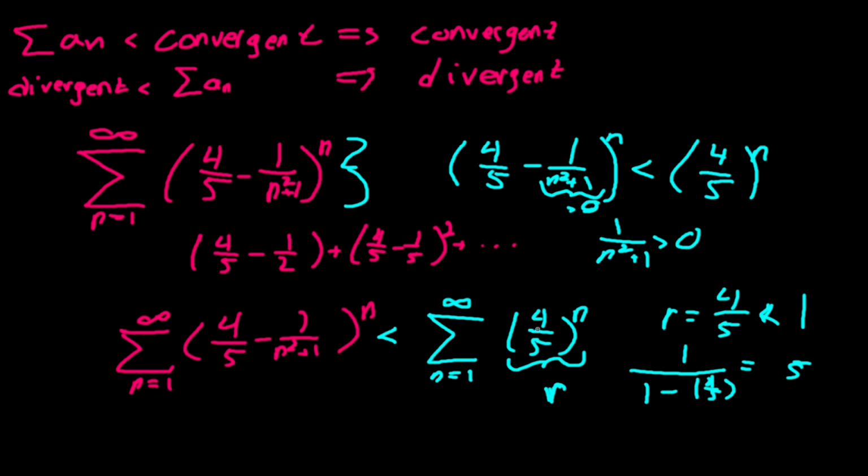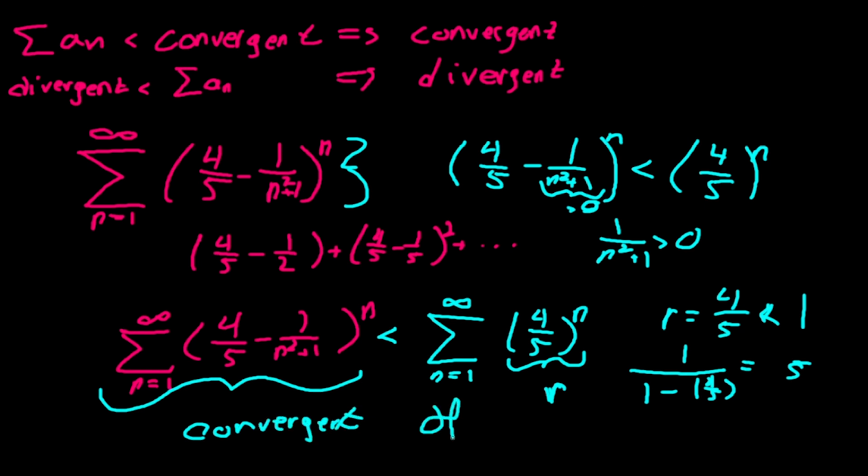But whatever this value converges to, this is going to always be bigger than this. And because this is always going to be bigger than this, and this converges to some value, that means that this series right here is convergent. And just like that, you've proved that you have a convergent series. Congratulations.